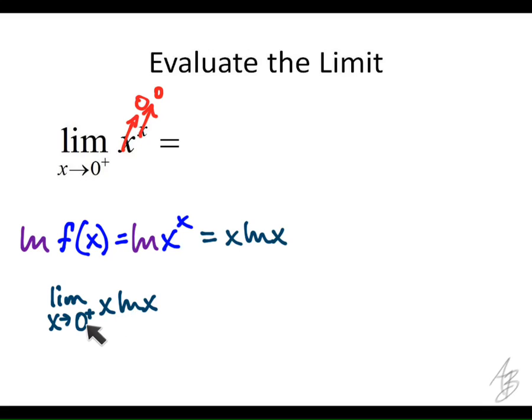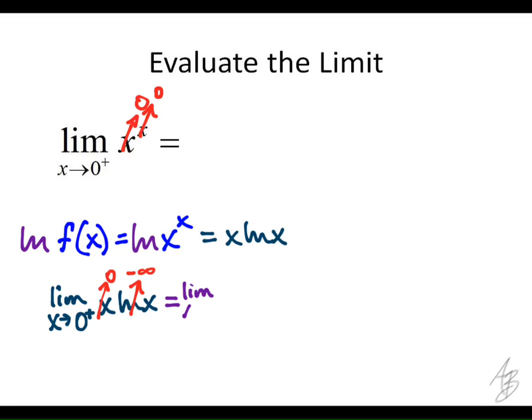But if we're approaching 0 from the right, then we're on an asymptote here, approaching from the right, and it's going to be actually negative infinity, right? So we're going to have 0 times negative infinity. This is an indeterminate form. It's the same form as 0 times infinity.